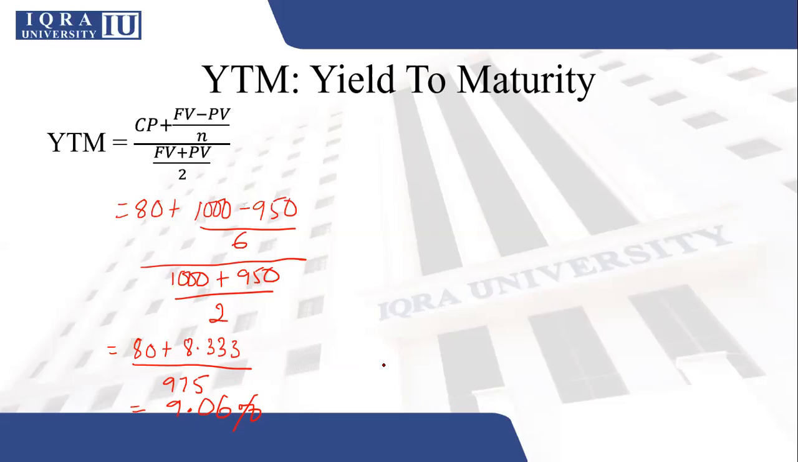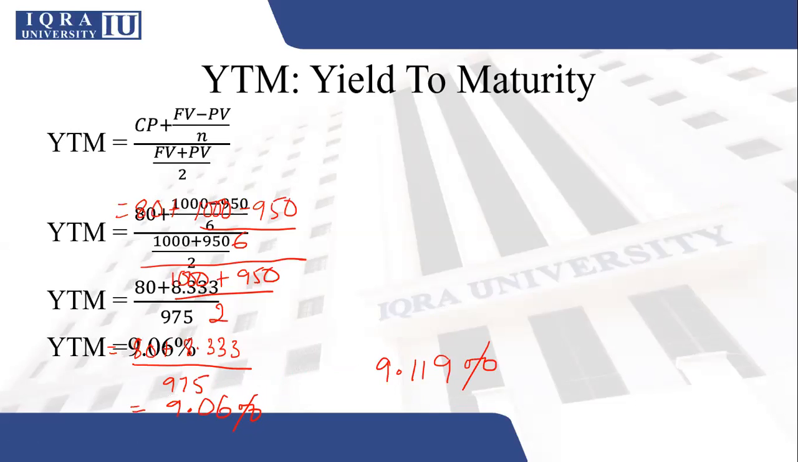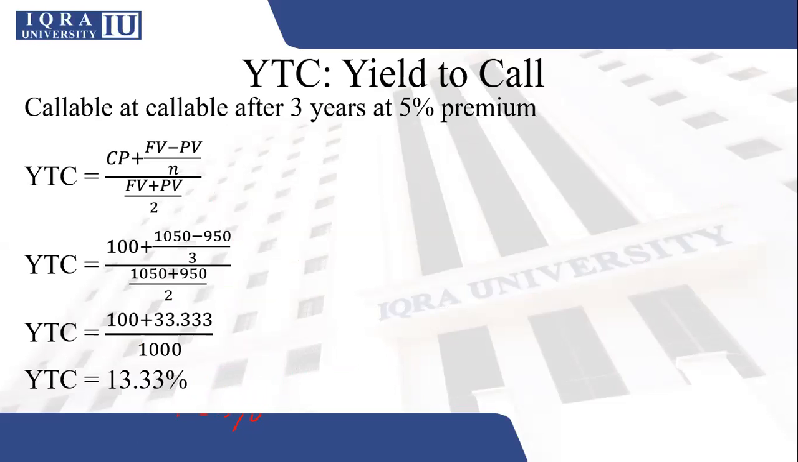Now you can see the correct answer was 9.119%, and this approximation technique has given you an answer of 9.06%. So it's not the exact answer, but yes, it is close enough that this approximation methodology can be used. Moving ahead. Now we're coming to another concept, which is your yield to call concept.